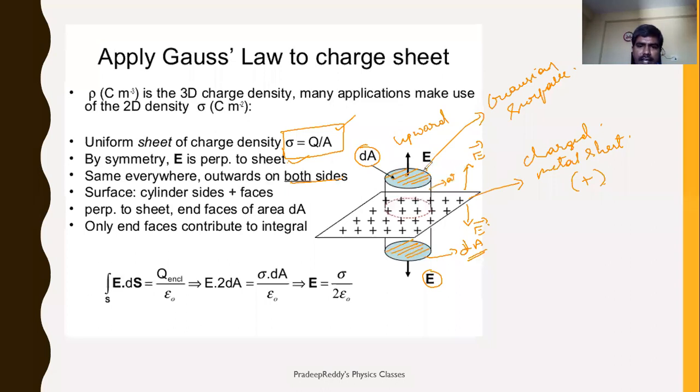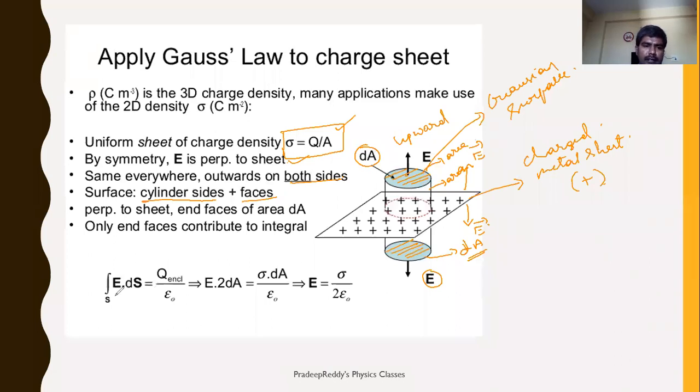This is surface area and this is also surface area. So total surface area of this Gaussian surface is cylindrical surface plus 2 faces. Faces is denoted with sky blue color, and curved surface is denoted with this dotted line. You can see that in the figure. Right. Now I am taking a part of this face as dA.